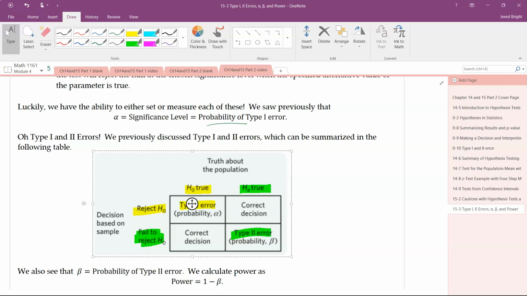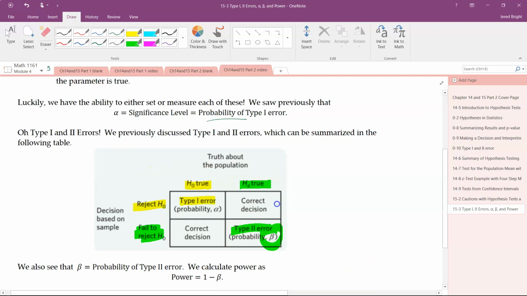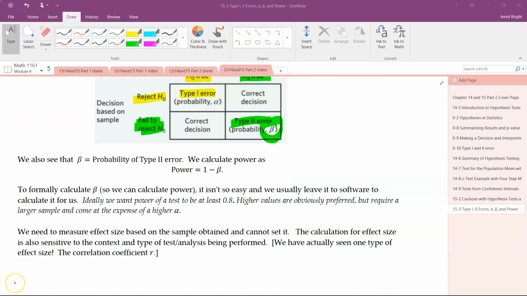Beta we represent as the probability of a type 2 error. All we do to calculate power is 1 minus beta. Like I said, we would calculate beta if we had more time in the course, but it's a little intricate. Given that we have to calculate it for a very specific alternative, we have to do it potentially for multiple cases. So we just leave it to software. When you have data and you're setting these things up, you can click a few buttons and it'll give you the power.